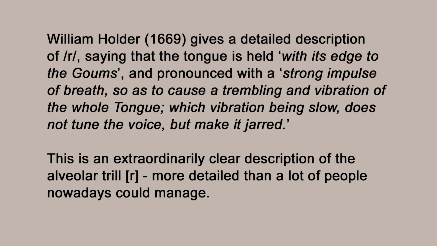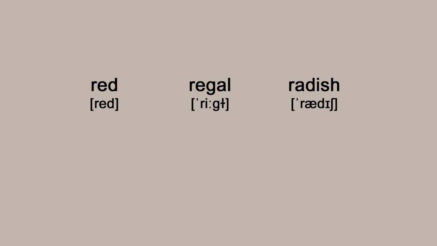Alex Foreman goes into a much more detailed elaboration on his blog, which I'm going to link in the description, but phoneticians from William Holder to Isaac Newton give very clear descriptions of the body of the tongue being held in place and the airflow being directed across the top of it so it vibrates. That's pretty much as clear as any modern description of r. Combined with all the rest of reconstructed English phonology from back then, we have red, regal, radish.